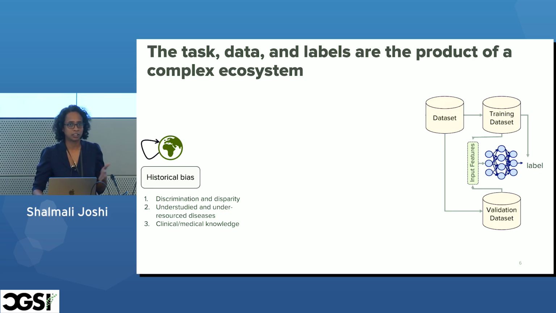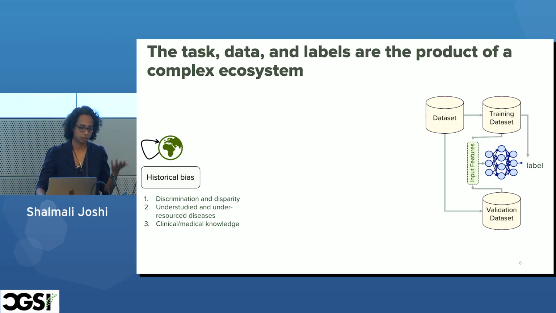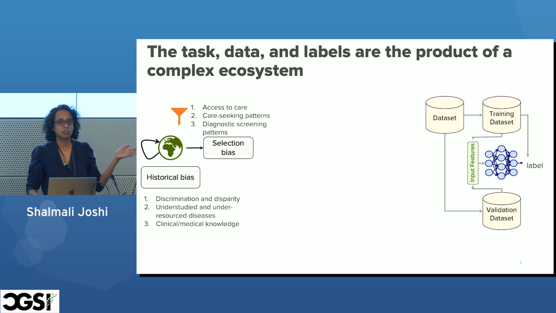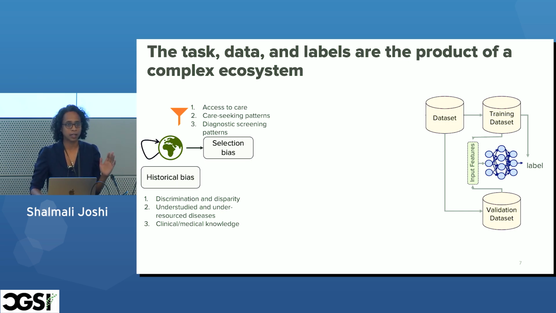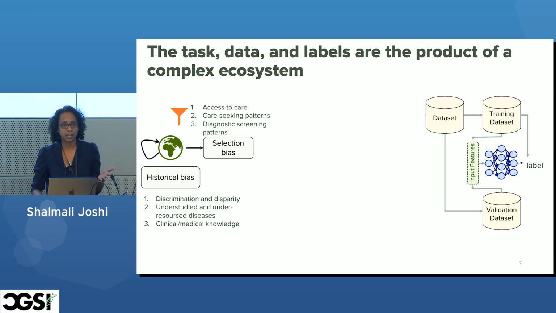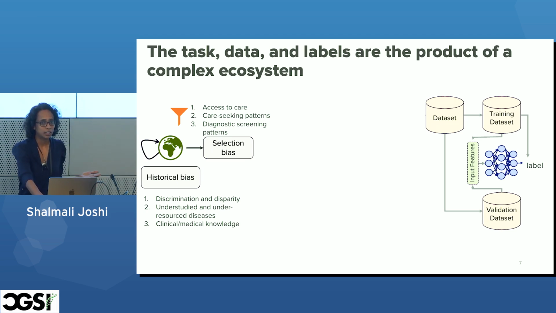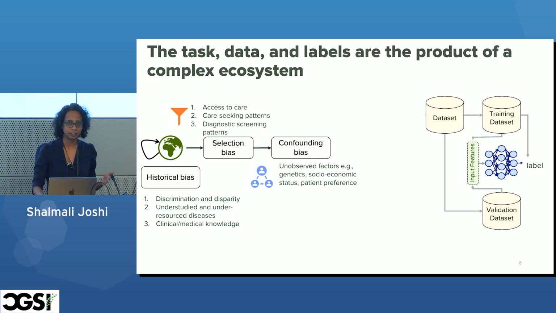We've historically understudied certain conditions. Or maybe there is some form of subtle but systematic discrimination. It's a form of historical bias. Even when you can see certain patients in a particular healthcare institution, they might be funneled through from some form of selection bias. Different people have access to different levels of healthcare. Their own care-seeking patterns and healthcare utilization is different. And then on top of that, clinical practice varies, and who's screened for what conditions also varies. Creates another level. That's the selection bias.